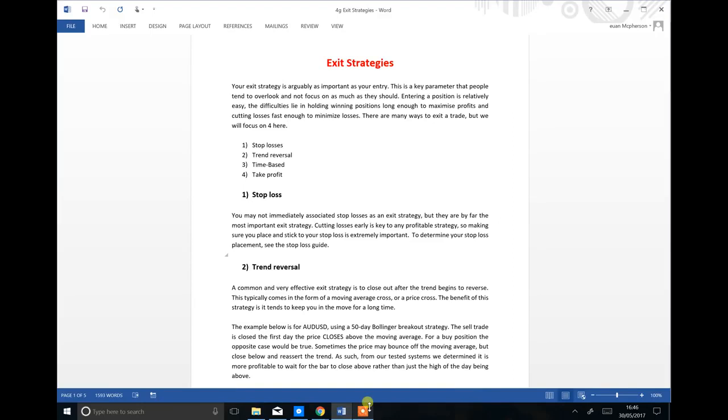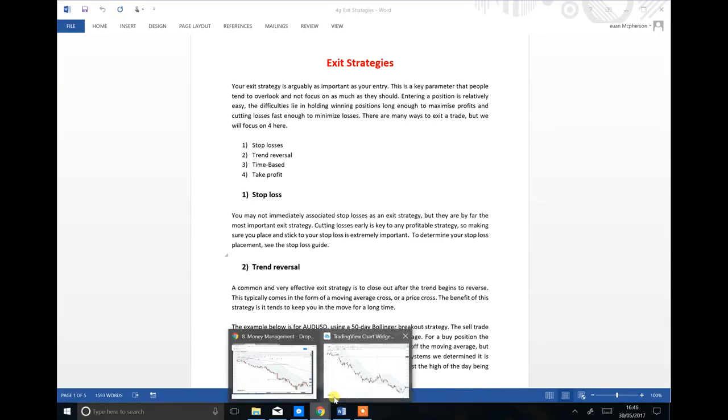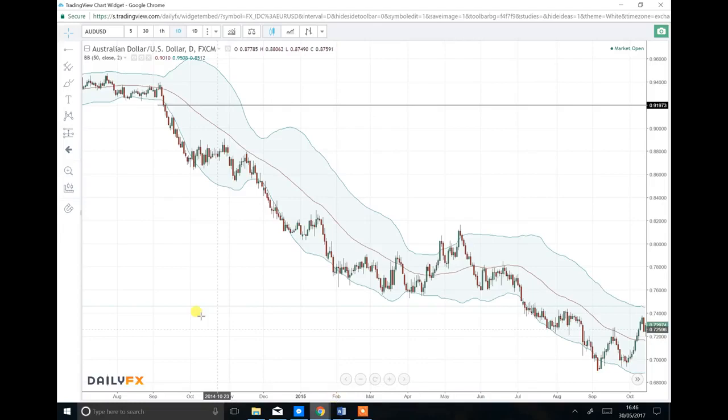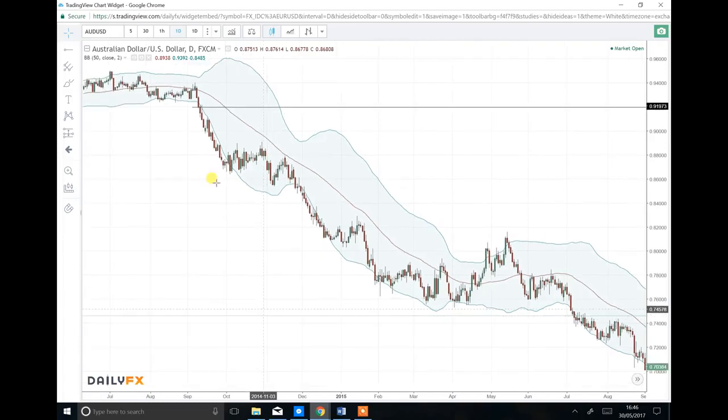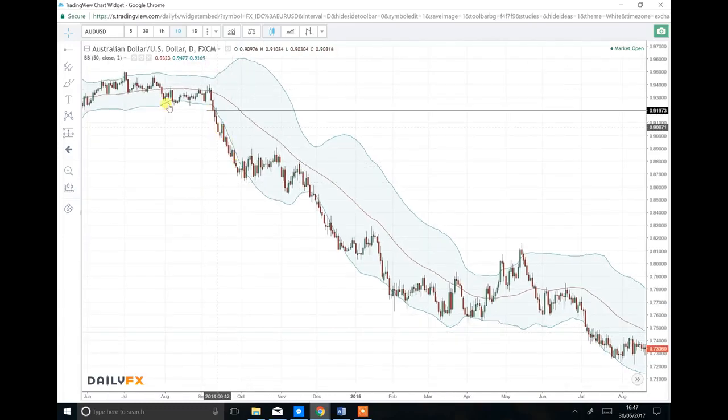So we're just going to go to a chart and talk through these. You can look through the guides on your own time. This is AUDUSD in 2014, 2015, and it's the same example we use in the guide. I've just marked up here the level that we'd enter on a breakout. For the sake of example, I've decided to use a basic 50-day Bollinger breakout. So we'd be entering on the day here where the price breaks out of this channel to the downside, so we'll be selling on this day.